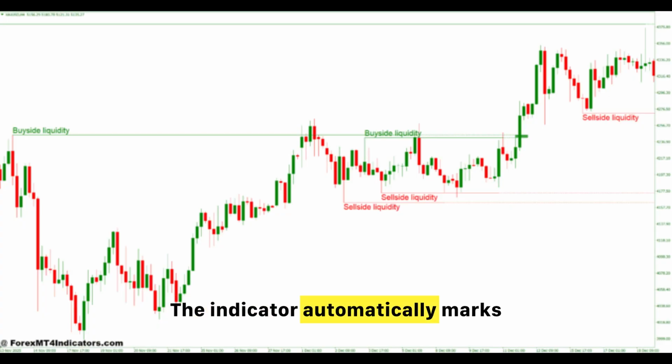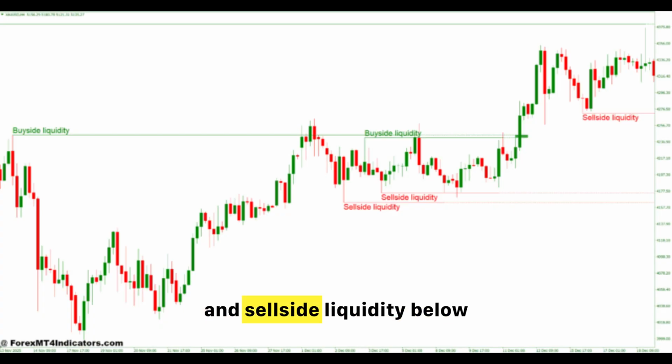The indicator automatically marks buy-side liquidity above highs and sell-side liquidity below lows, where retail traders often place stop losses. Institutions target these zones to grab liquidity before pushing price in the real direction.